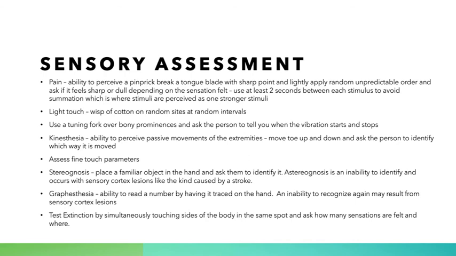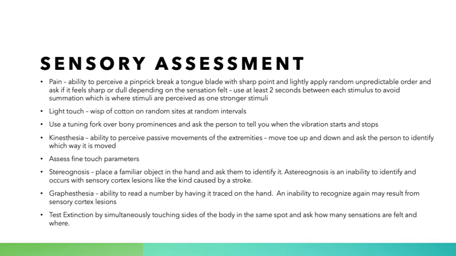As part of our sensory assessment, we will also assess fine touch parameters such as stereognosis, which is where we ask the person to close their eyes and place a familiar object in their hands, such as a paperclip, key, coin, something of that nature, and ask them to identify it. Normally, the person will explore it with their fingers and correctly name it. However, if there's an inability to identify the object correctly, this is called astereognosis, and it occurs in sensory cortex lesions that may occur with things like strokes.